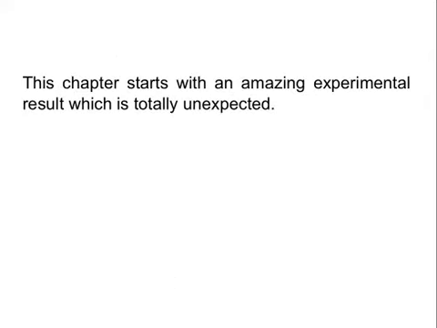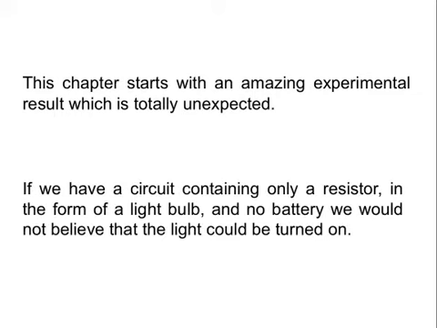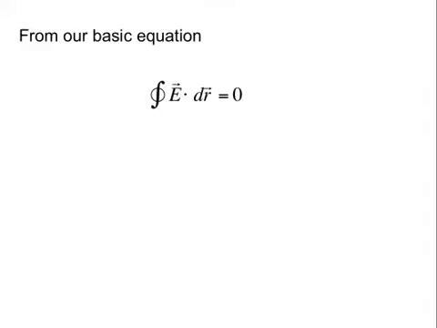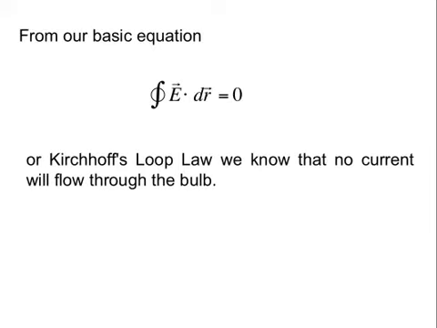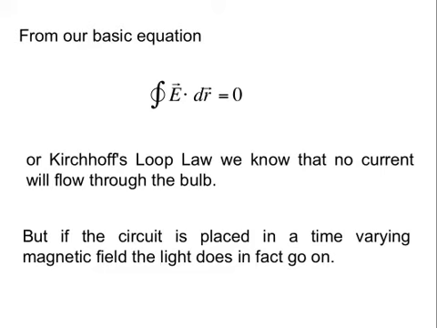This chapter starts with an amazing experimental result which is totally unexpected. If we have a circuit containing only a resistor in the form of a light bulb and no battery, we would not believe that the light could be turned on. From our basic equation, the integral of E dot dr around a closed path is equal to 0, or Kirchhoff's loop law, we know that no current will flow through the bulb. But if the circuit is placed in a time-varying magnetic field, the light does in fact go on.